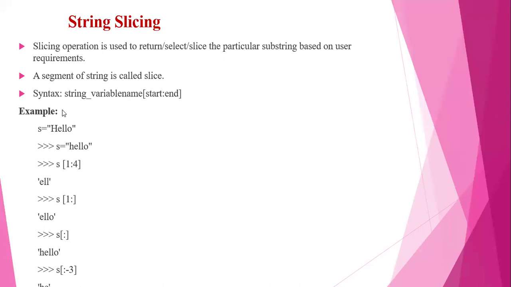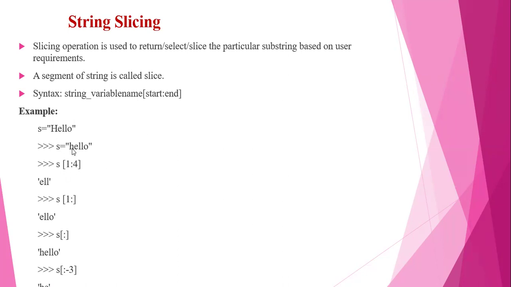And then string slicing operation. Slicing means it is a segment of a string, and this slicing operation is performed to return, select, or slice a particular substring based on the user's requirements. For example, we take a string s equals to hello, and in the IDLE shell, we give s equals to hello, and we are here giving s of 1:4. That is, the syntax is string variable, start colon end. So here we are giving the start value as 1 and end value as 4.